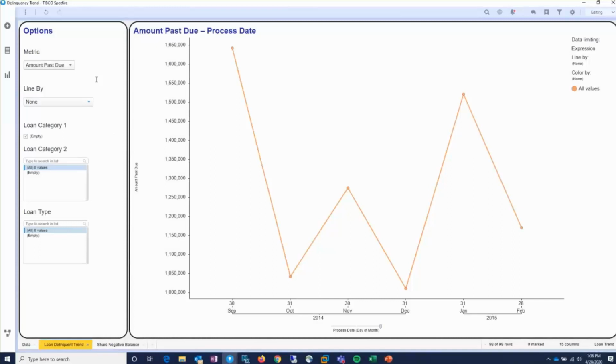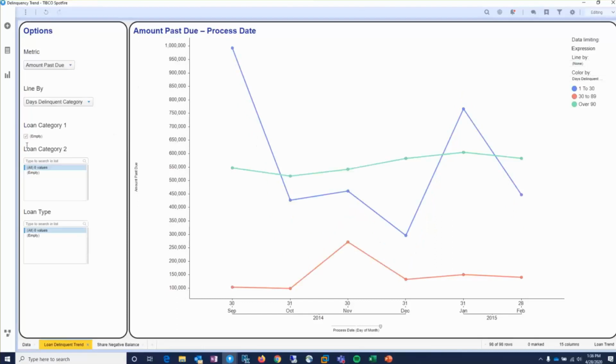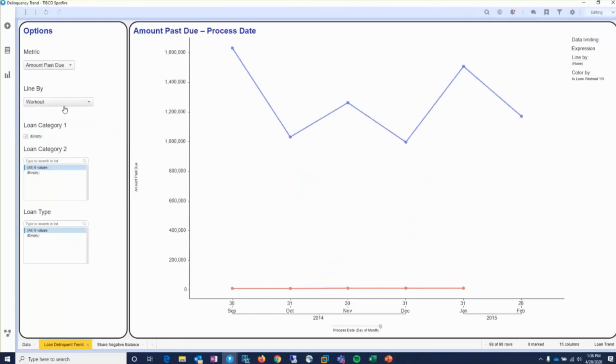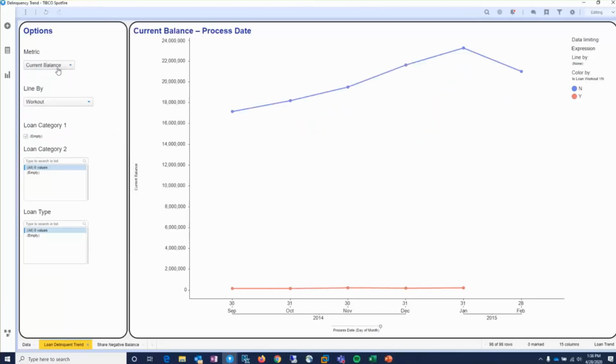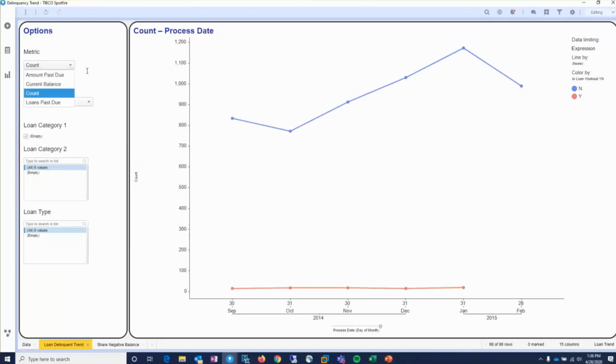A delinquency dashboard, and I apologize, I have this pointed at test data. I don't have a good example that I can show you with much data, but obviously this is very relevant right now. So this is looking at the amount past due, and you can break it down by days delinquent category. Normally this would be populated with different loan categories and loan types. Like I said, this is a test data environment, which is very limited. You can break it down by the delinquent category, or what's in bankruptcy, or what's in a workout. You can look at the amount past due and the current balance, so you get a better idea of what's at risk, the total count, and so on.